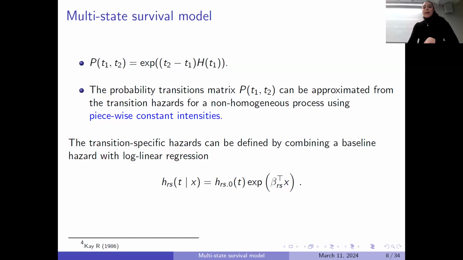Right, so now we have defined the transition probability matrix, the hazards, and more specifically, we can define the transition hazard as a log linear regression. So now we can add any sort of covariates here as well.